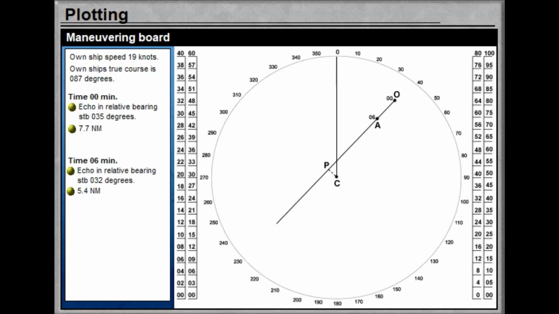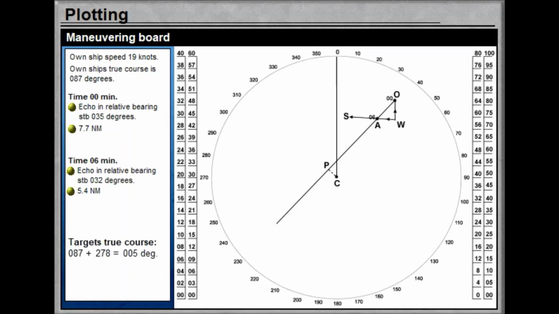From O, draw the own ship's reciprocal course, here 180, and mark the distance travelled by own ship in 6 minutes. That is 1.9 nautical miles from O, and you get point W. Connect W with A, in this example extended to S.